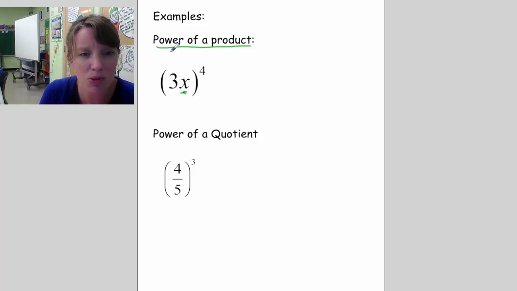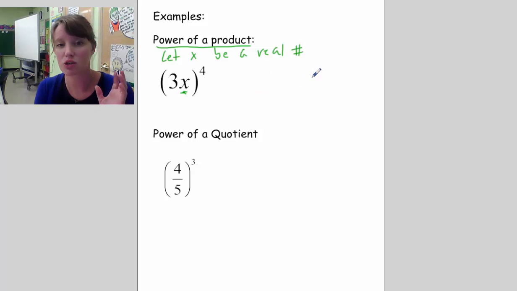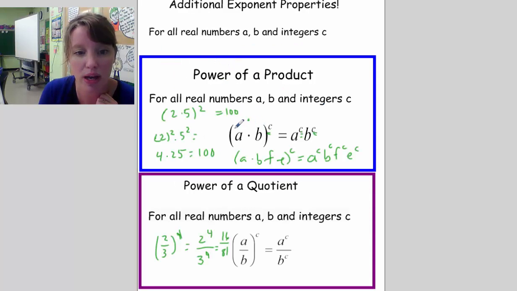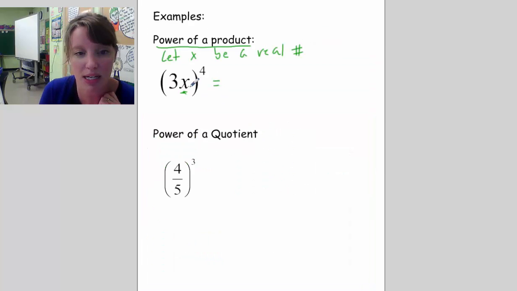Oh, by the way, sometimes you see instructions where it says let x be a real number. This is not a direction that says, you tell me what x is. It's just saying that if x is a real number, how can I simplify this? Now, we know this rule works for real numbers, so if it's a real number, I can take each of the factors and bring the exponent in. That's all this is saying. Imagine that x is a real number. What can you do with this product?